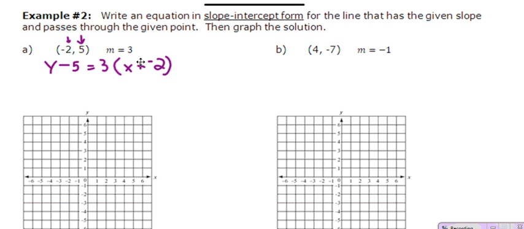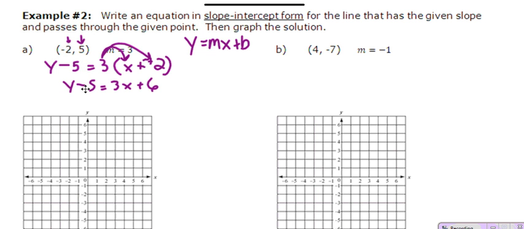Now from here, minus a negative makes plus a positive. Since I want my final answer in slope-intercept form, which is y equals mx plus b, I have to get the y alone. So I follow normal things that I've done before. I'm going to distribute to get rid of the parentheses. So I have y minus 5 equals 3x plus 6.